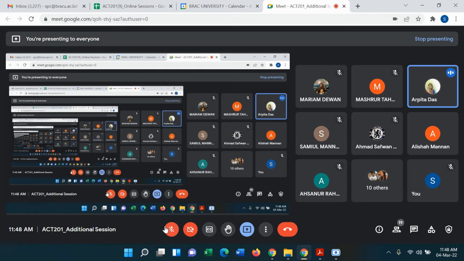Like there are multiple expenses in our company, so we can't categorize them individually. So it's called miscellaneous expense.